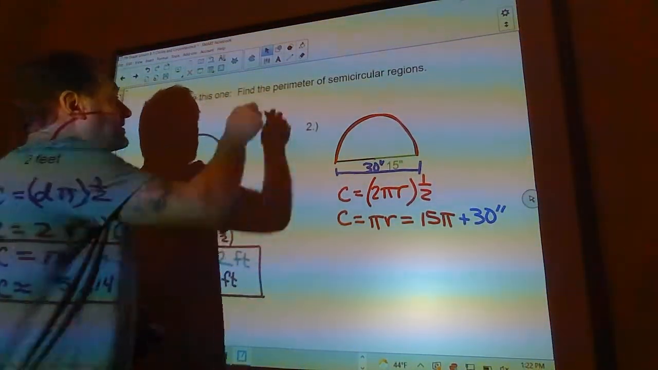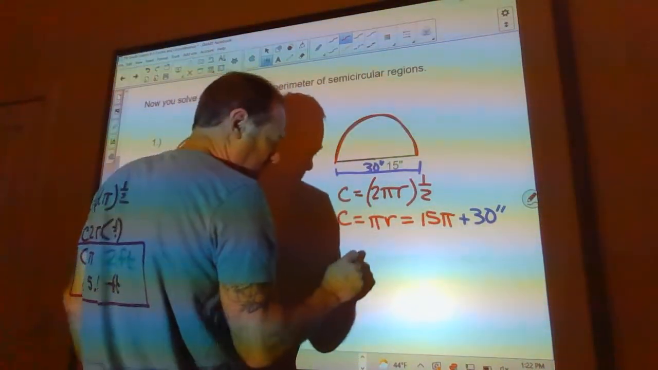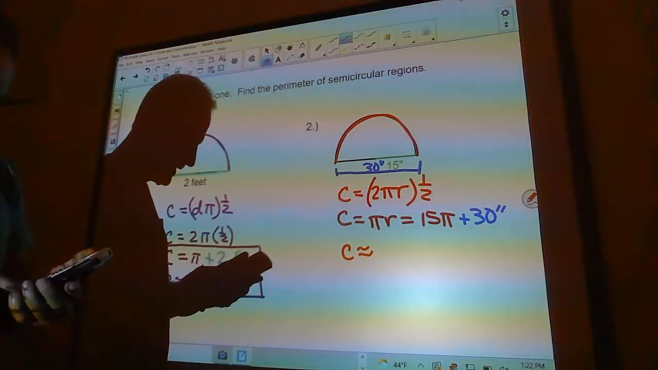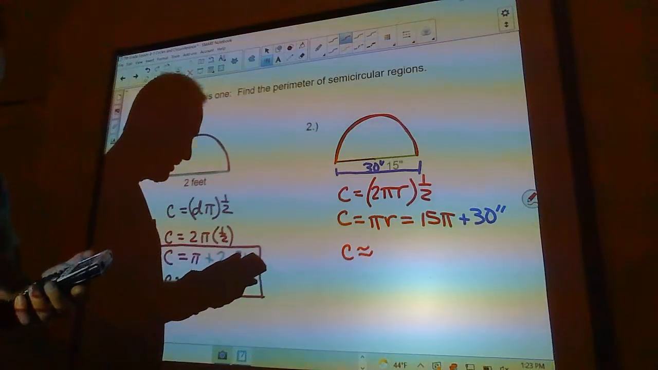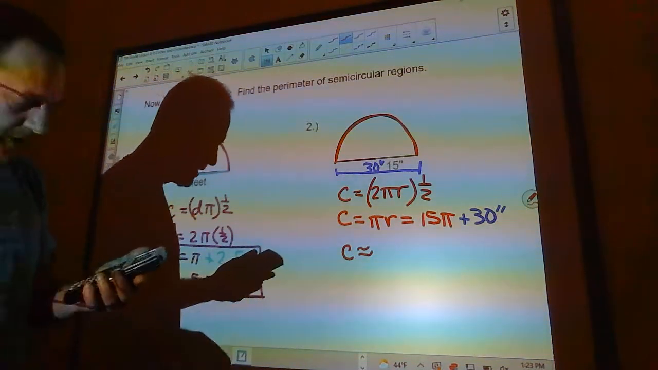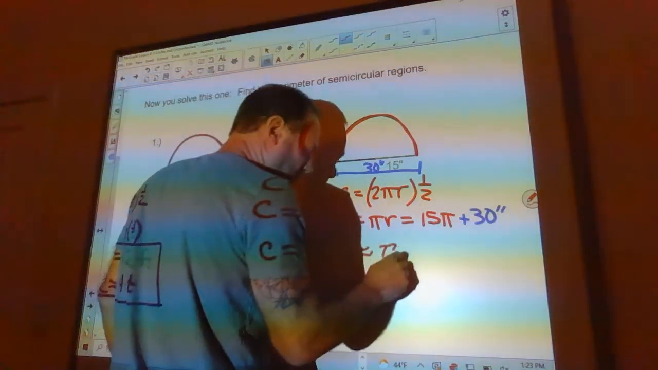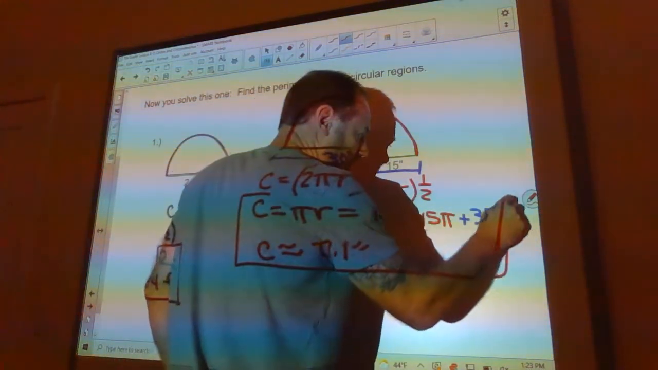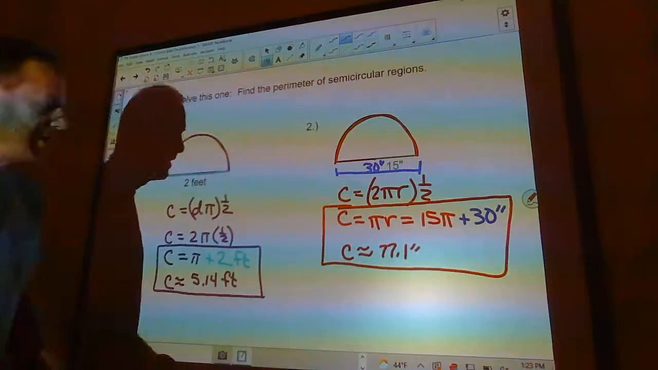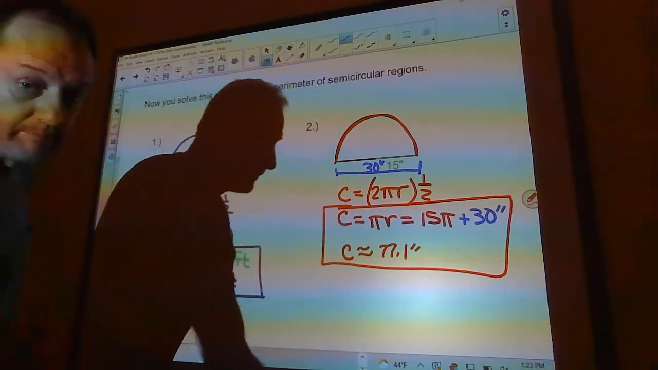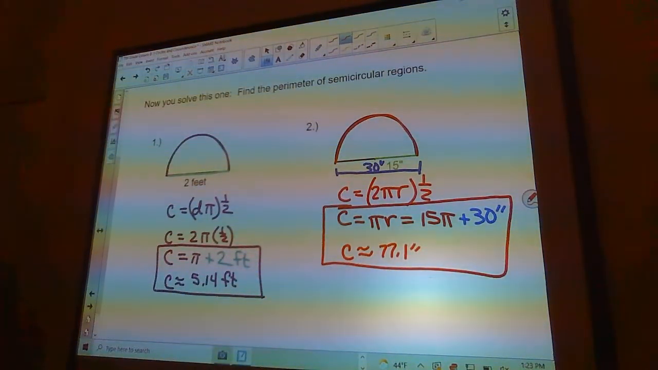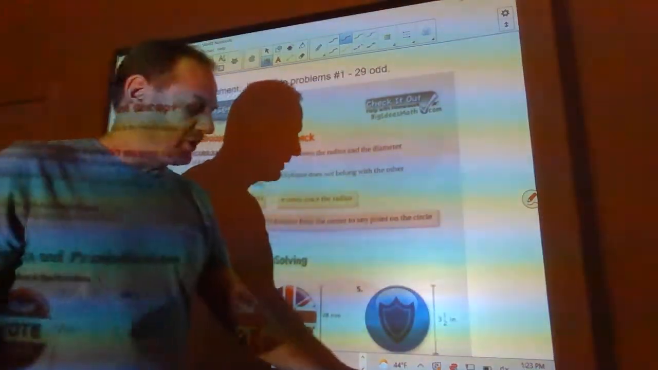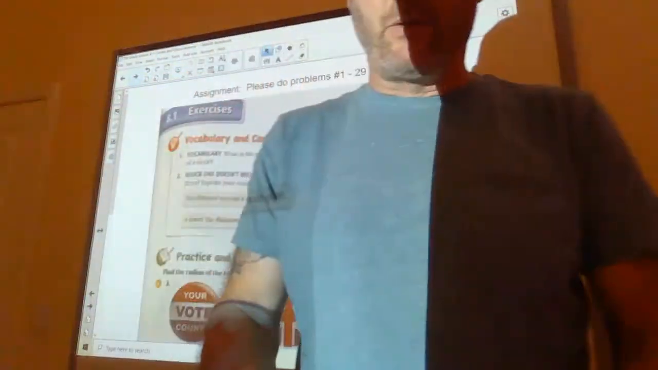And then if I want something a little more useful, my circumference is going to be approximately 15 times 3.14 plus 30. It's going to be about 77.1 inches. Okay, so there we go. Hopefully you got both those answers. Okay, you get to do problems 1 through 29 odd in class next time, and I will see you guys later.